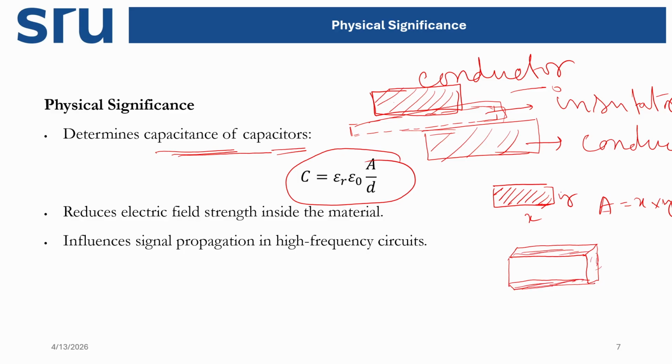So this is your area. This is your area A, and this is the thickness, that is d. So capacitance equals epsilon r epsilon 0 A by d. So this is how we can calculate the equivalent capacitor. We have seen this used in different places, like in a fan we use this capacitor. Sometimes it is called the condenser.